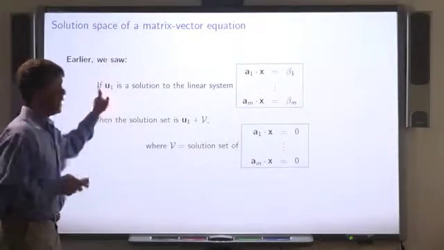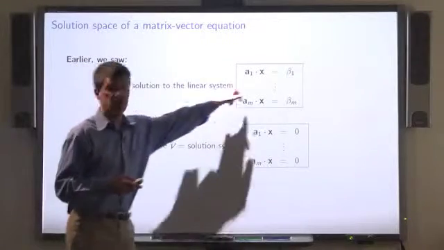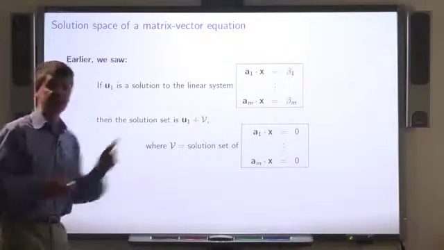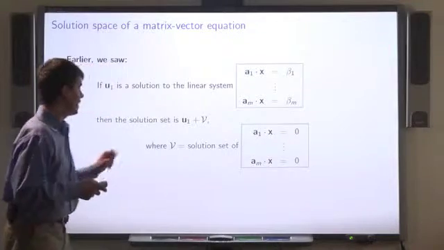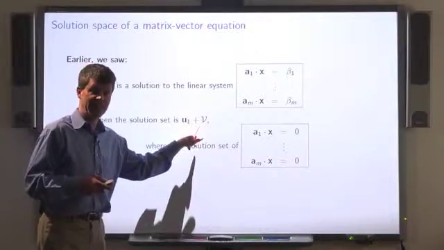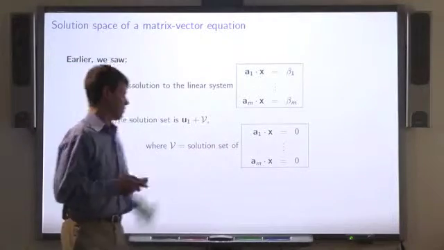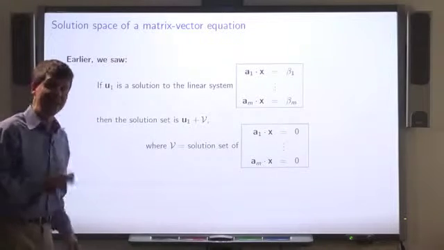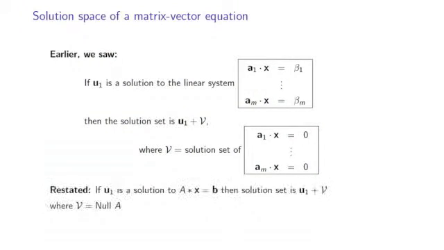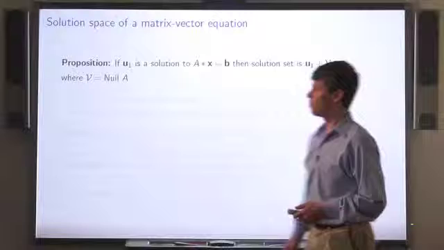Earlier we saw that if you have a solution U1 to a linear system, then the solution set of that linear system can be written as U1 plus big V, where big V is the solution set of the corresponding homogeneous linear system. We can restate that in the language of matrices. If U1 is a solution to the matrix vector equation A times x equals B, then the solution set of this matrix vector equation is U1 plus big V, where big V is the null space of A.